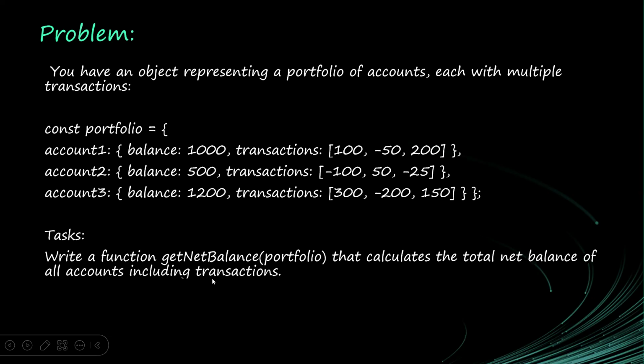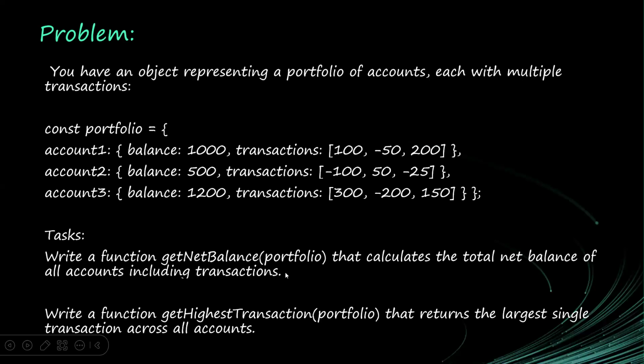So now the task here is that we should write a function, getNetBalance. The name of the function will be getNetBalance, and it will take a portfolio object as a parameter. Then it will calculate the total net balance of all accounts, including their transactions. Let's assume this is a user's portfolio. The user has 3 accounts, and each account has a balance and also transactions. So we are asked to write a function that will calculate the total net balance. We are going to calculate balance one, balance two, balance three, and also all the transactions they have made, and return the net of it.